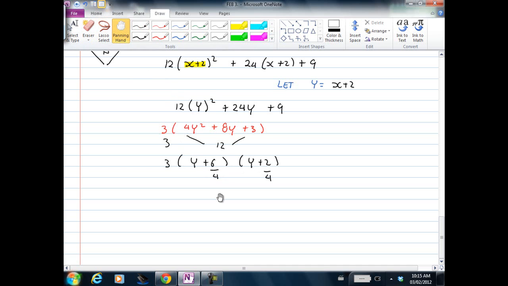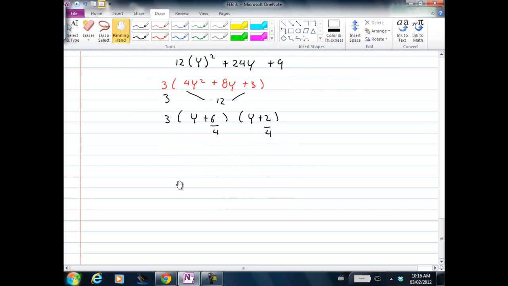Okay, so I'm going to try to simplify. There are many ways you can do this. You're going to reduce right off the bat. When I try to reduce this, look what it becomes. Would you agree? I get y plus, this is going to be 3 over 2, and this is y plus 1/2.